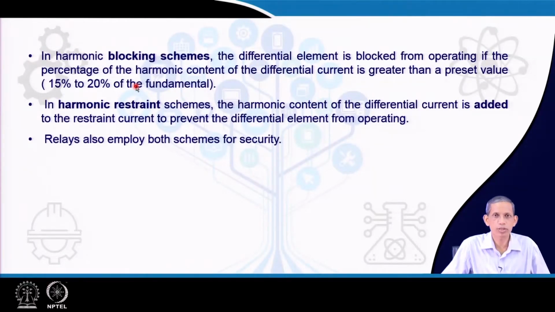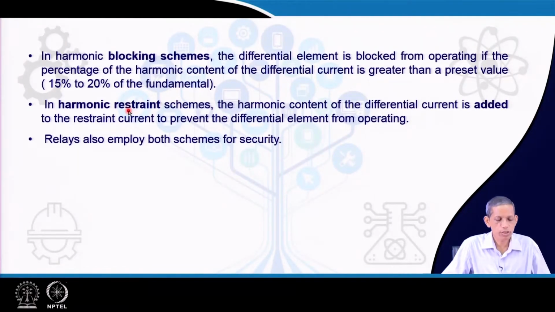So, to distinguish an internal fault and the inrush situation, one way is to block the relay operations if the relay finds the corresponding second harmonic component with respect to the fundamental, typically a set value of 15 to 20%.